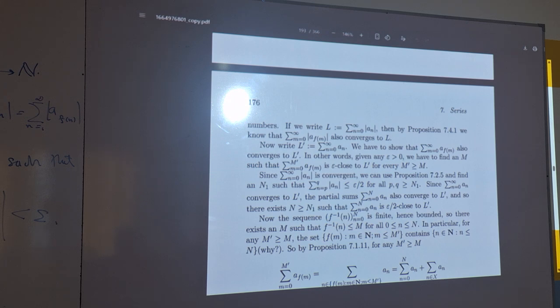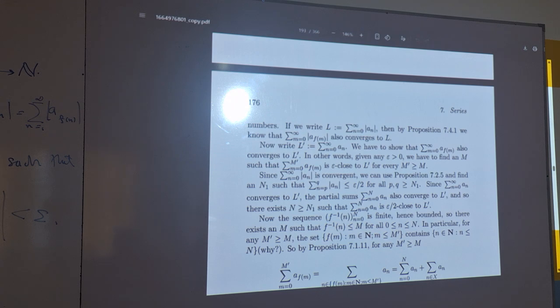I am uncomfortable when he says you are good at epsilon study or something. I don't know, because this is not how I write. Anyway, now he says the sequence f inverse n, for n from 0 to capital N, is finite, agreed, hence bounded. So there is a capital M such that f inverse n is less than or equal to capital M for all n less than or equal to N. That is also agreed, no problem.